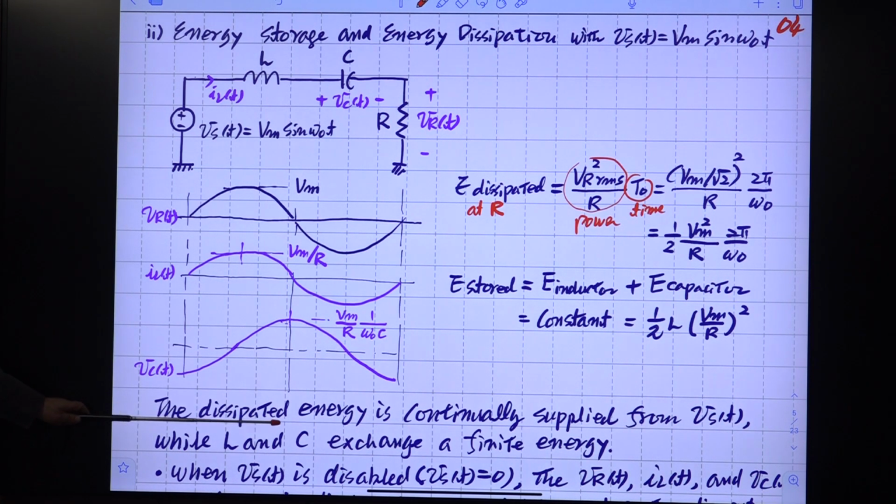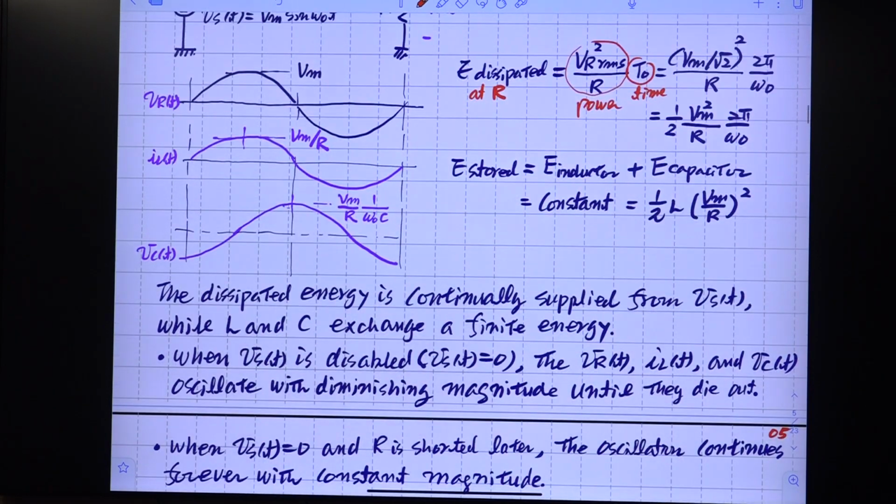So I have noted here the dissipated energy is continuously supplied from the source, and the two reactive components exchange energy losslessly. A finite energy is circulating between them. All right. So this is the basic feature of a resonant conversion, a resonant circuit.